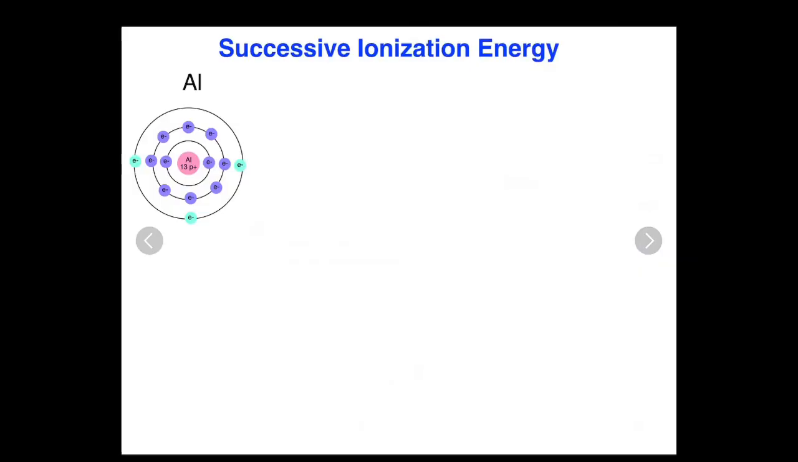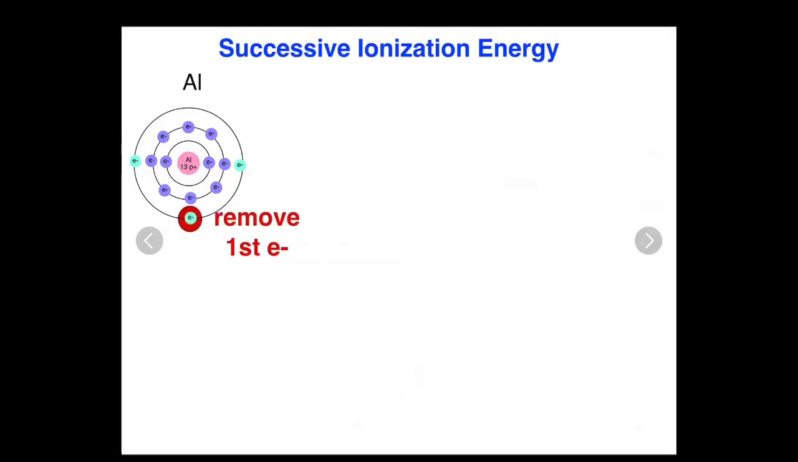Now let's take a look at the next example, aluminum. Aluminum contains 13 electrons. That means if you draw the electron shell model, you will notice that there are 3 electrons in the outer shell. So, same analysis here.